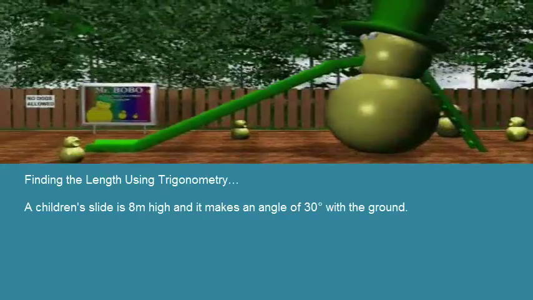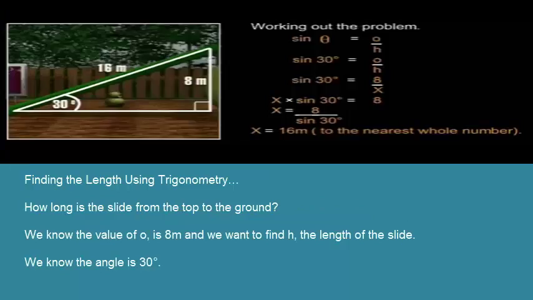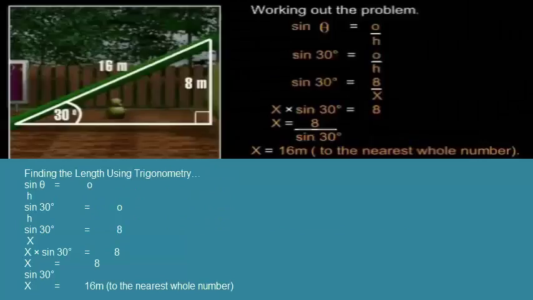A children's slide is 8 metres high, and it makes an angle of 30 degrees with the ground. How long is the slide from the top to the ground? We know the value of O is 8 metres, and we want to find h, the length of the slide. We know the angle is 30 degrees.